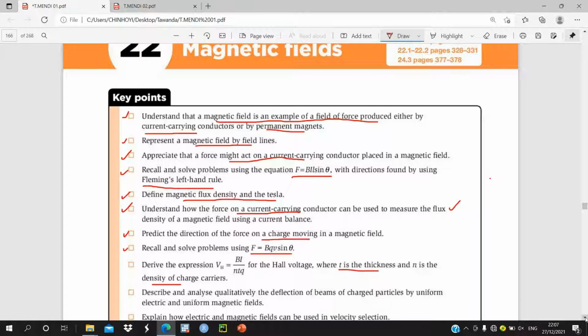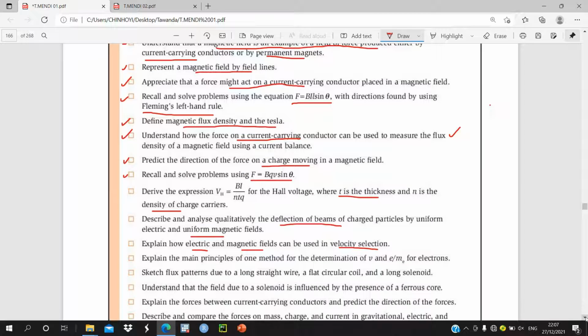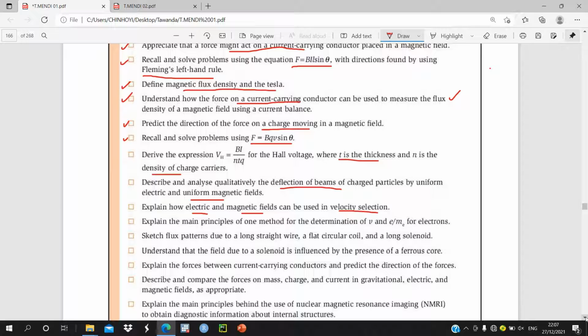We also need to describe and analyze quantitatively the deflection of beams of charged particles in uniform electric and uniform magnetic fields. Also need to explain how electric and magnetic fields are used in velocity selection. We also need to explain the main principle of one method in the determination of the charge to mass ratio for electrons.